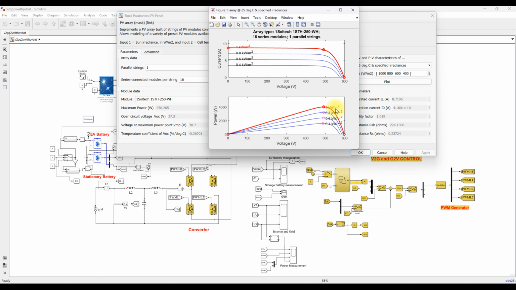So we must track that peak point. In order to track that peak point, we need to use a control concept. That control concept is nothing but the maximum power point tracking algorithm. We track the maximum power, and that is known as the maximum power point tracking control algorithm.